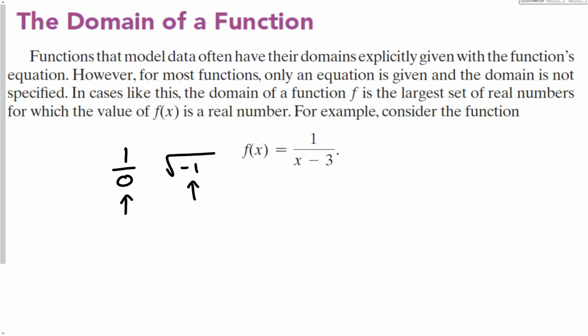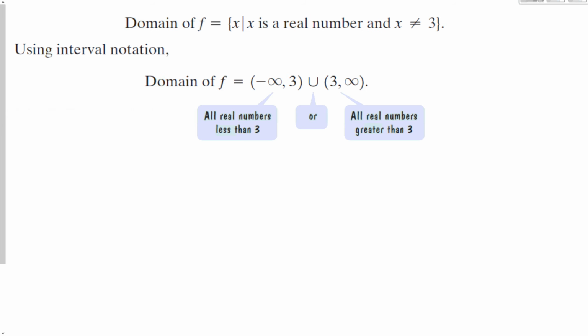We're going to look for functions that have division by 0, and we're going to look for functions that have radicals, and make sure that there are no negatives underneath the radical. There is one number that I can plug into x that would make the denominator equal to 0, and that is, of course, 3. We can show that by saying that I do not want x minus 3 to be equal to 0, so x cannot be equal to 3. I don't want it to be equal to 0. And that's what this says right here.